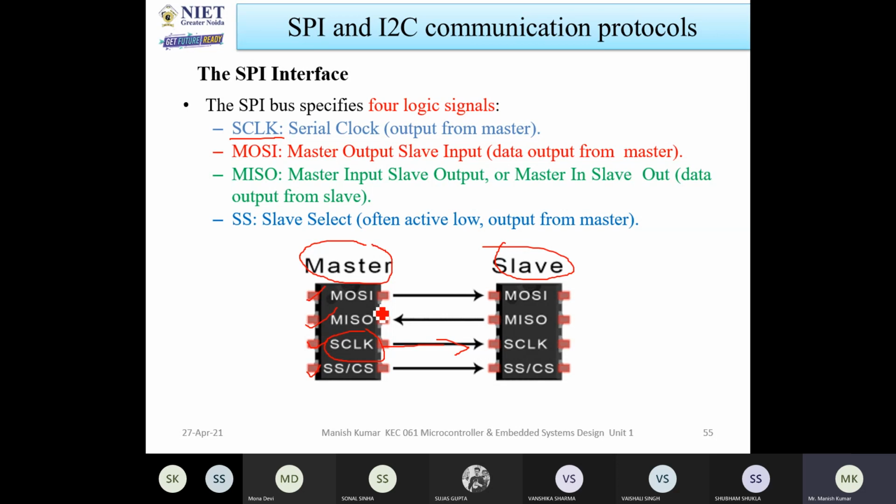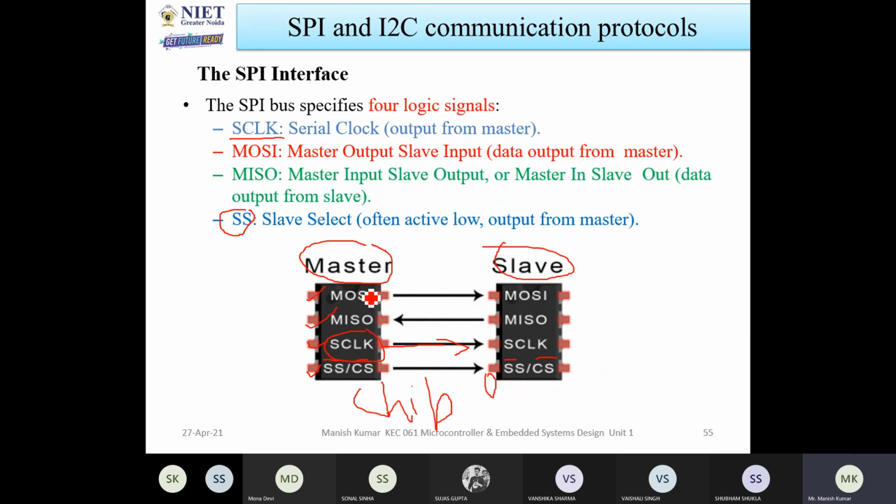So how can you activate the slaves? You can activate the slave with the SS line, called slave select, or the CS line, called chip select. Slave select or chip select, both are active low signals. What is the meaning of active low signals? When you want to activate the slave, you have to provide 0, not 1. It means active low signals.